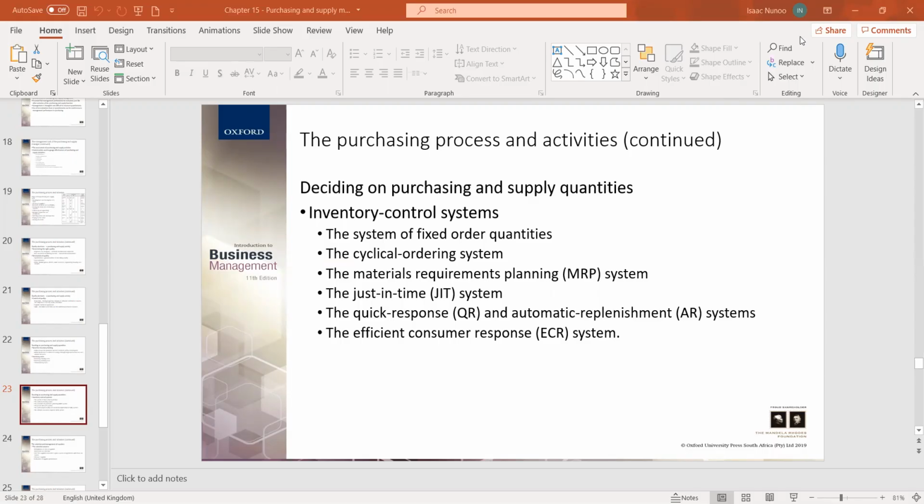Then we also have the just-in-time system. Here, it takes away the inventory holding idea: you only purchase what is needed at a particular point in time for use in the production. So you don't have to even keep them in stocks or in warehouses. In the just-in-time system, the idea is that if you trust your suppliers, you know that when your business is about to start, you are able to get the goods at that particular point in time. Now we can also talk about the quick response or the automatic replenishment system.